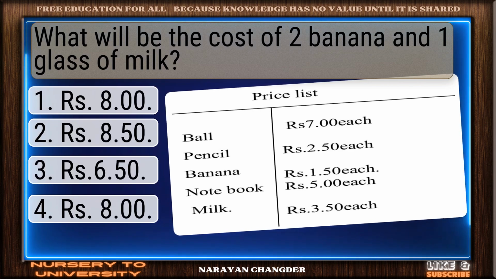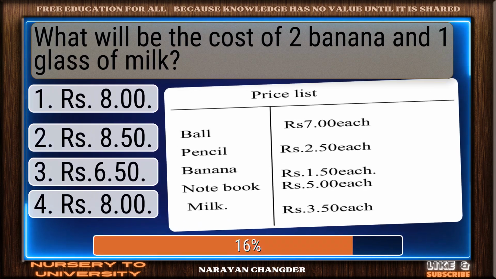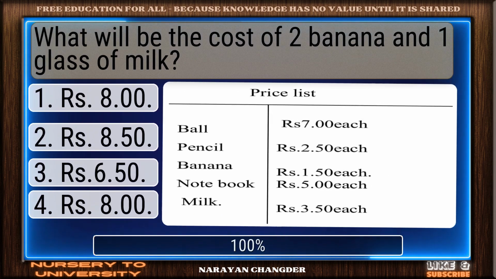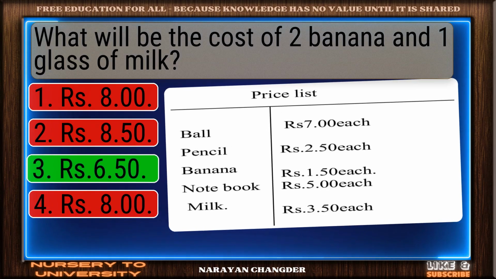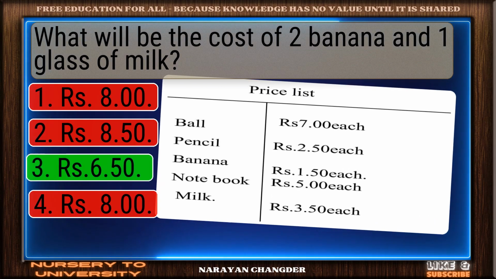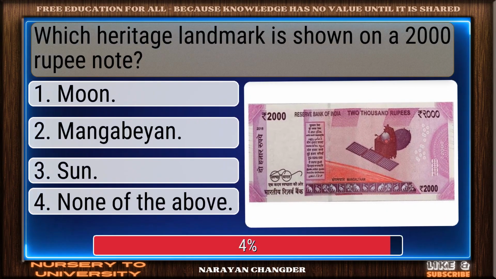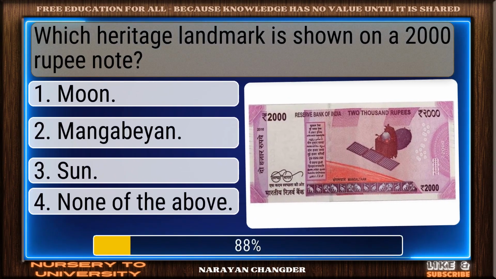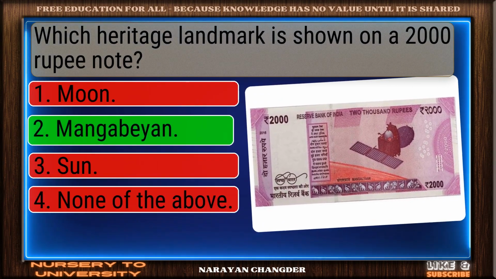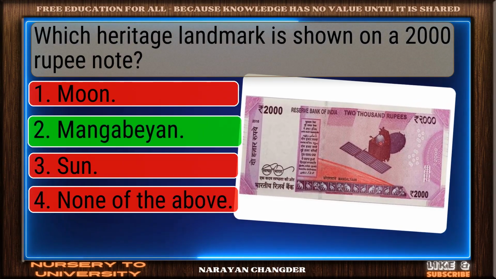What will be the cost of 2 banana and 1 glass of milk? Good thinking. Rs 6.50 is the right answer. Which heritage landmark is shown on a 2,000 rupee note? Sharp thinking. Mangalyaan is the right choice.